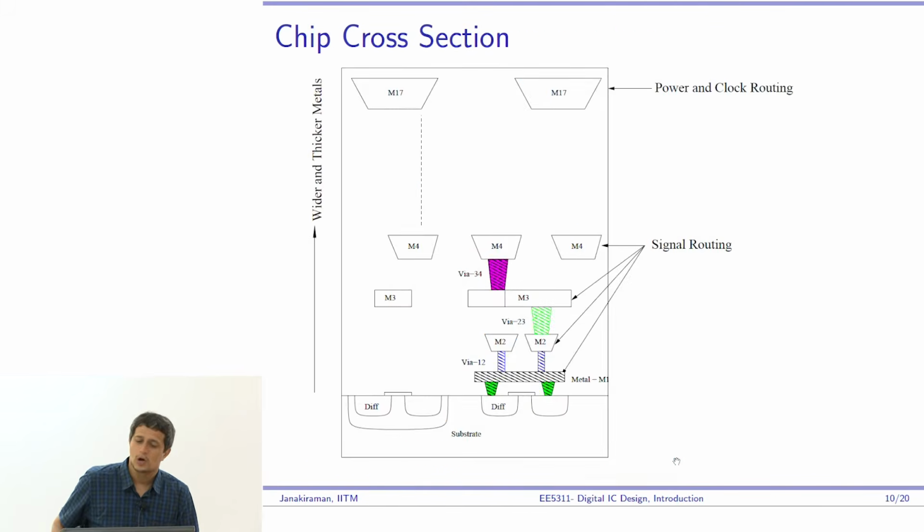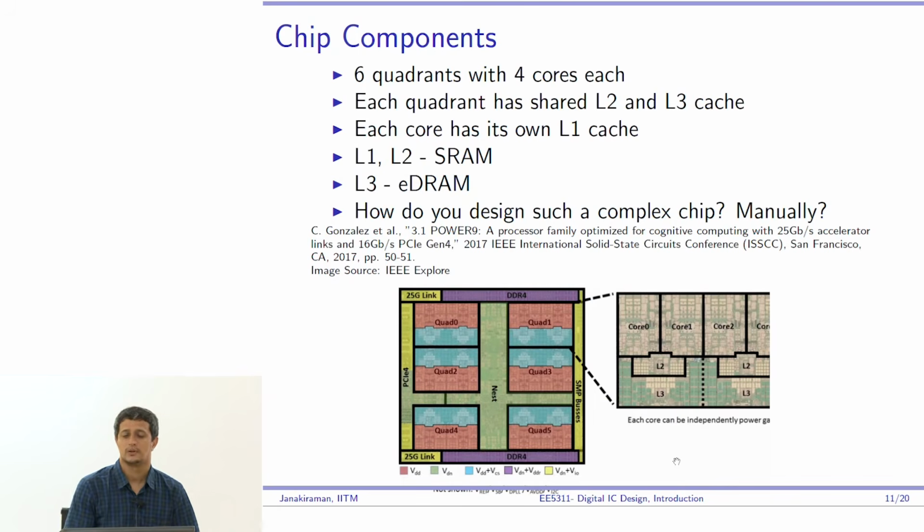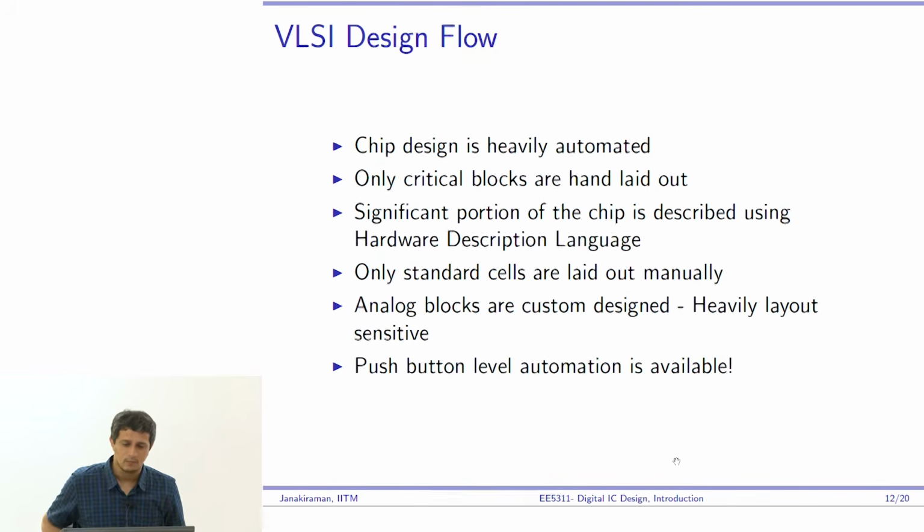So how do you even design such a chip which has 8 billion transistors, which has 11 kilometers of interconnect? You cannot possibly do this manually. And therefore, what do I do? It turns out that the VLSI design flow is heavily automated. A lot of this is just you write something known as Verilog code, then you can synthesize and get your layout. Layout is basically what you learn in this course.